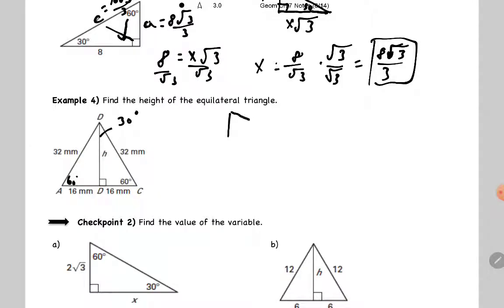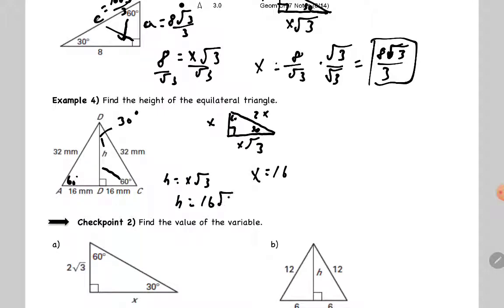So let's bring out my cheat sheet again. 60, 30. So opposite of the 60 is x times the square root of 3. Opposite of 30 is x, and this is double x. So we're looking for opposite of the 60. So h is equal to my x root 3 spot. But we do know what x is. x is opposite of the 30, which is 16. So h is just 16 times the square root of 3.